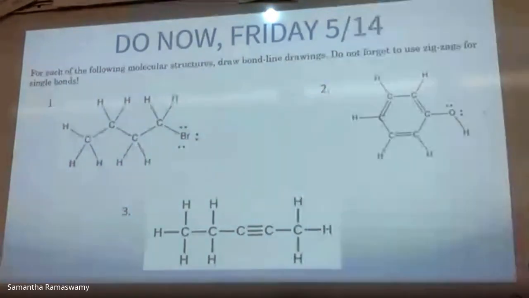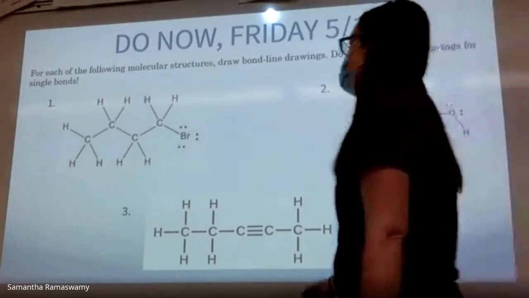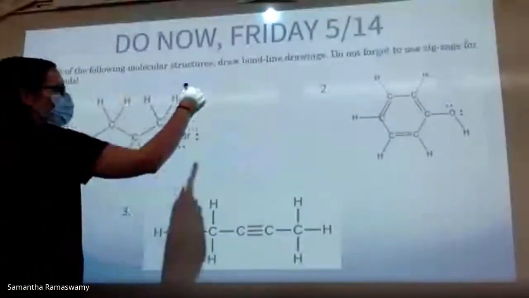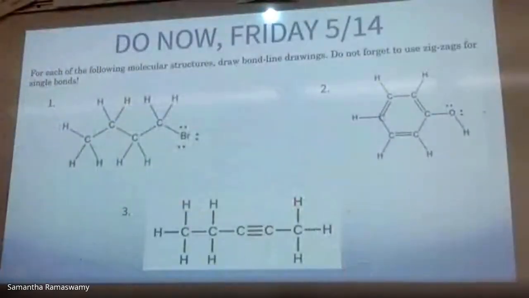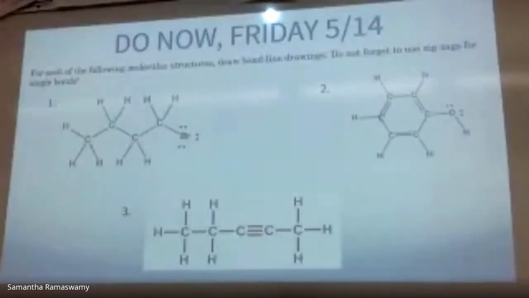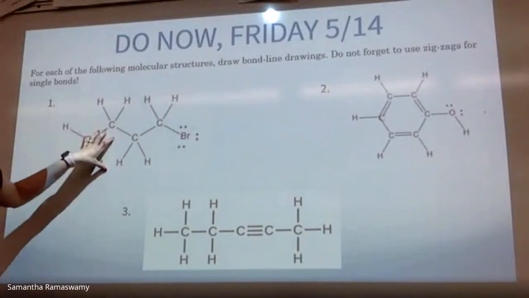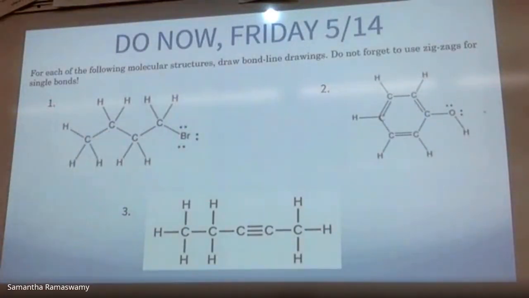So for the do now, for each of the following, draw the bond line drawings. For this, they give us the Lewis structures of each of these. So you have all of the atoms in these, and then you need to draw the bond line drawing. You're taking all of this, and the only thing that you show is the carbon skeleton, and then any atoms other than C and H.